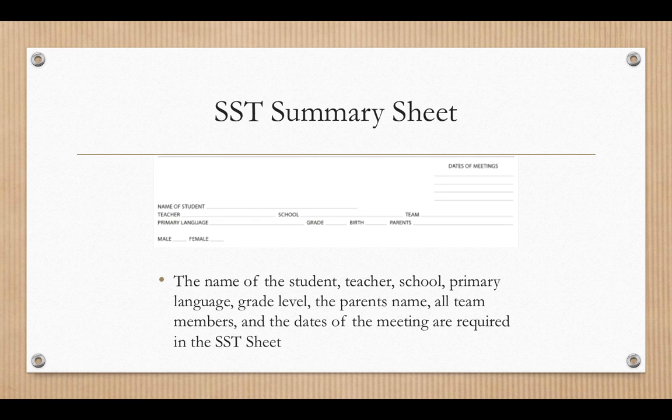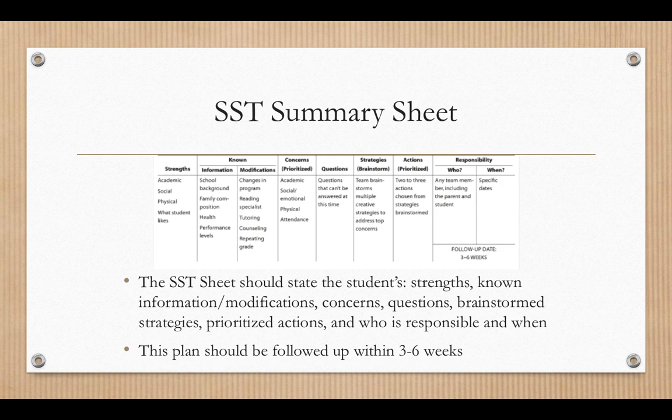Student summary sheet. The name of the student, teacher, school, primary language, grade level, the parent's name, all team members, and the dates of the meeting are required in the SST sheet. It should also state the student strengths, known information and modifications, concerns, questions, brainstorm strategies, prioritized actions, and who is responsible and when they're responsible.